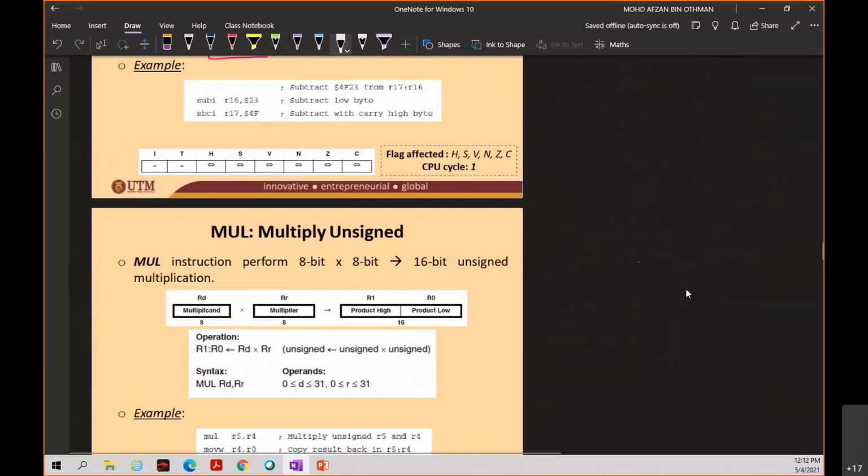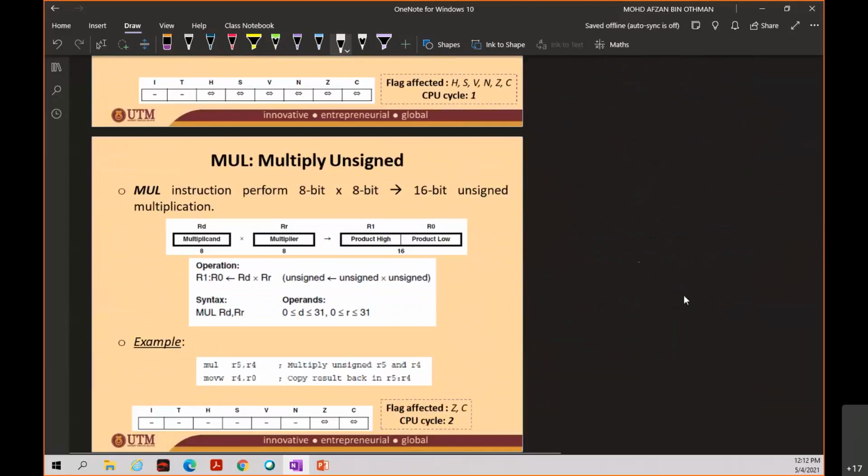Any questions up until here? We finished the addition and subtraction. Next we are going to see the multiplication.